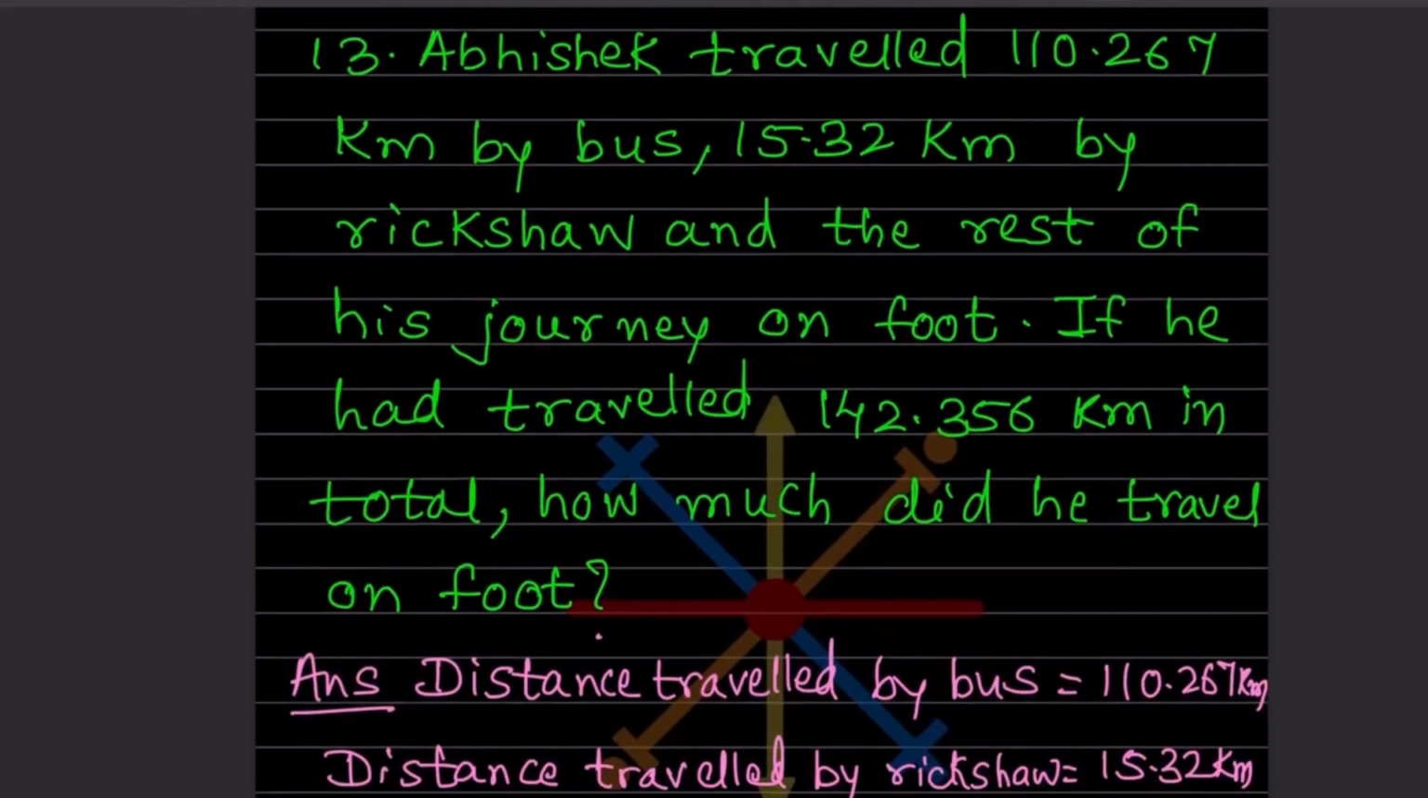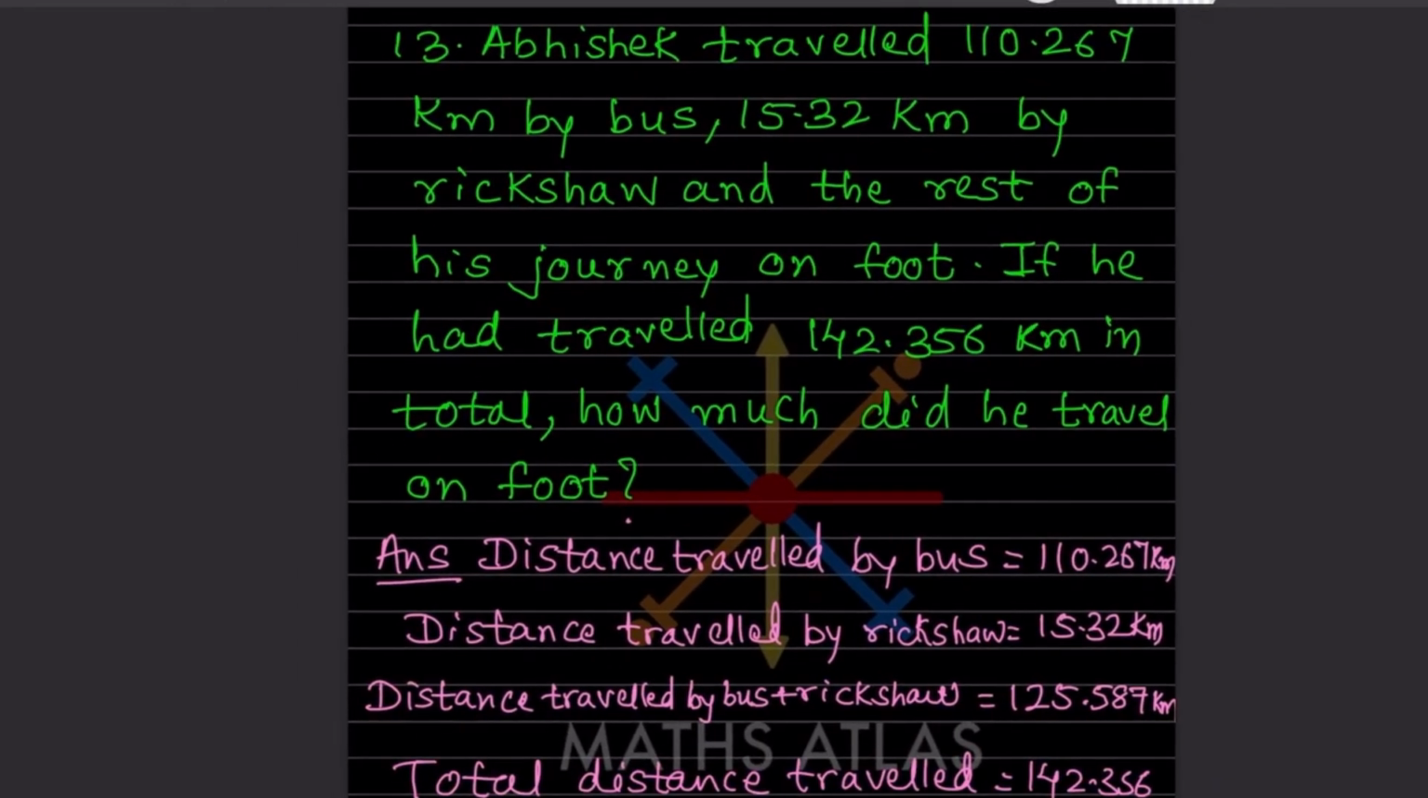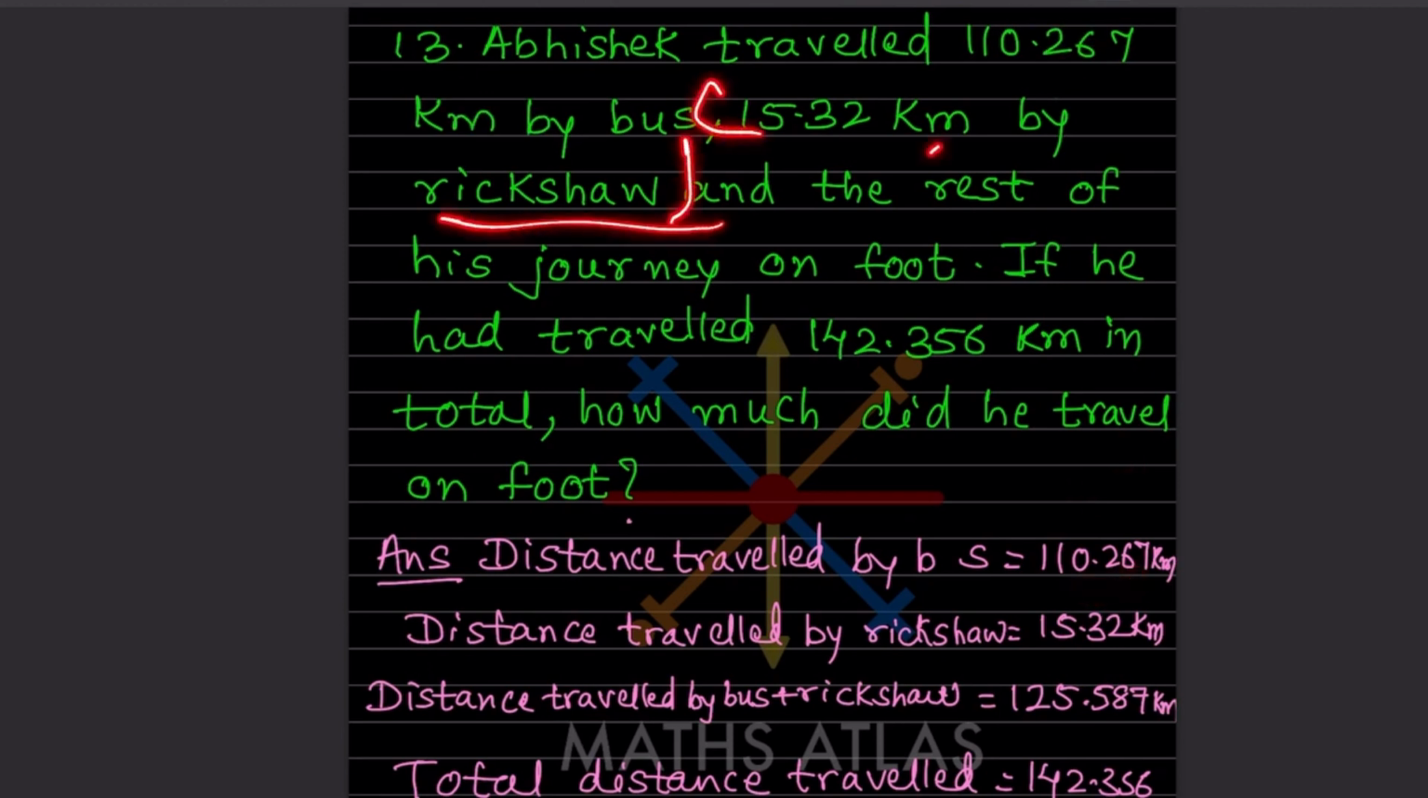Abhishek traveled 110.267 km by bus, 15.32 km by rickshaw and the rest of his journey on foot. If he had traveled 142.3556 km in total, how much did he travel on foot? So now see here, we have to write the statement. So what are we going to write? Distance traveled by bus is given. So that is given here. Distance traveled by rickshaw is given over here. This is distance traveled by rickshaw and the rest on foot.